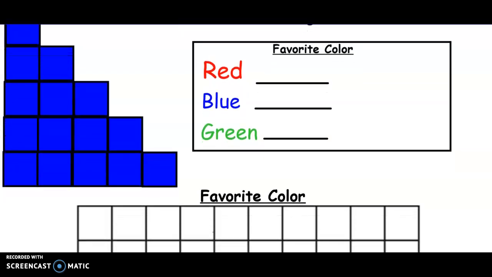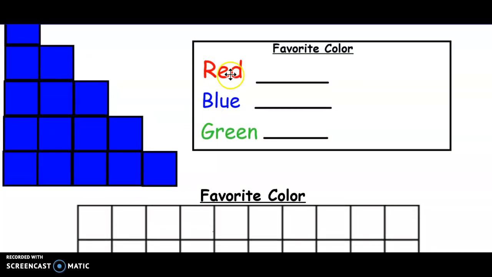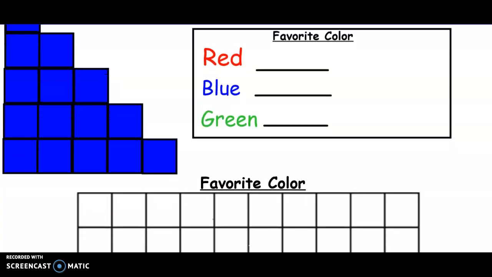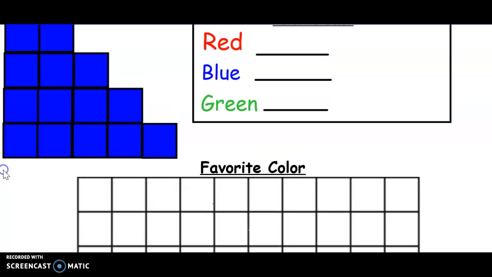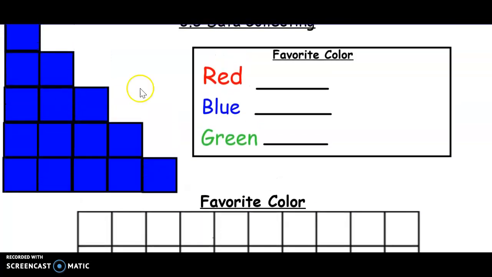Okay, and then you can raise your hand when they call the color, and we're going to collect data on our math board. So you're going to need to make sure you have your math board. For each person that votes, we're going to put the number right here. So however many red, however many blue, and however many green.